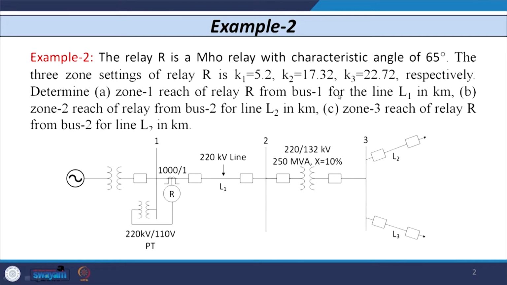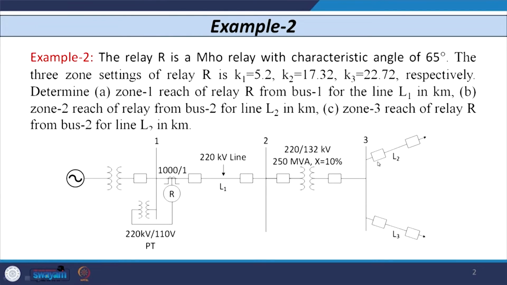The 3 zone settings of distance relay R are given. So K1, K2 and K3, these 3 values are given, and we need to determine the zone 1 reach of relay R from bus 1. So what is the reach of relay R from bus 1 for line L1, that we need to determine. In the second case, we need to determine the zone 2 reach of the same relay, that is R, from this bus 2 or bus 3, because both are same, only the difference is the voltage level.